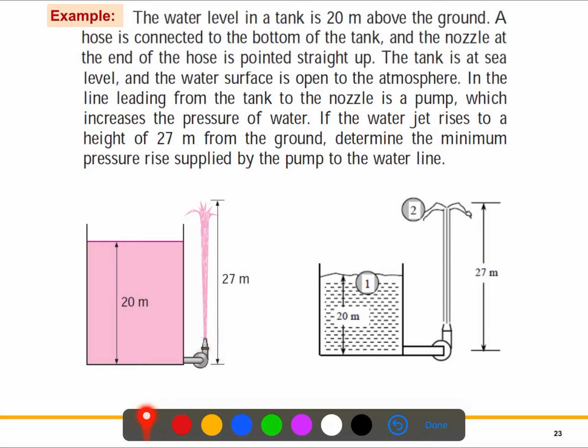So here, if you read this question, the water level of the tank is 20 meters. So this is the tank. We just redraw it here. So let's say this is the tank, 20 meter. On this surface, we can say this is the free surface, right? And the hose is connected at the bottom. We have a nozzle and it is pointed straight up.